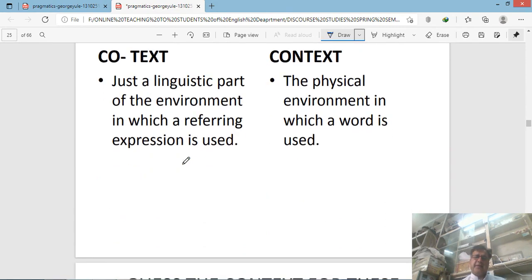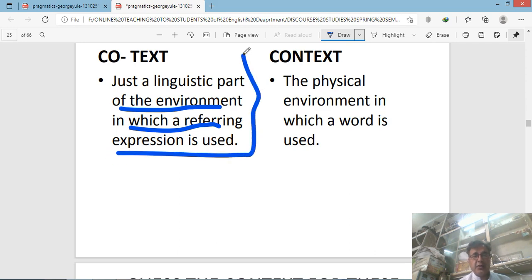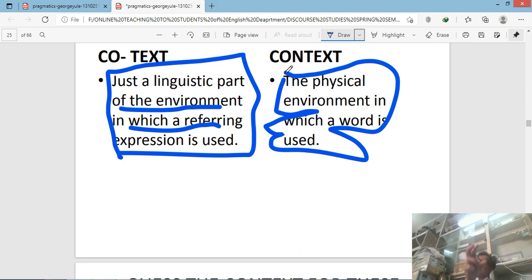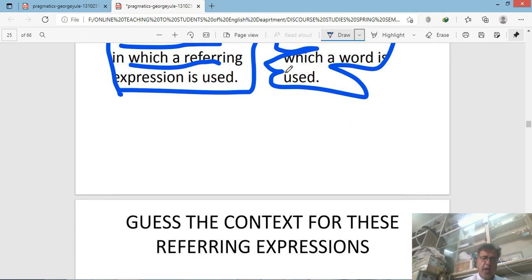Co-text is further elaborated. We can say it's just the linguistic part of the environment in which a referring expression is used. This is only the linguistic part, meaning where language is used. While context is the physical environment in which a word is used. Linguistic means the actual words being used, while context means the physical environment which enables you to use something there, which is quite larger than the co-text.